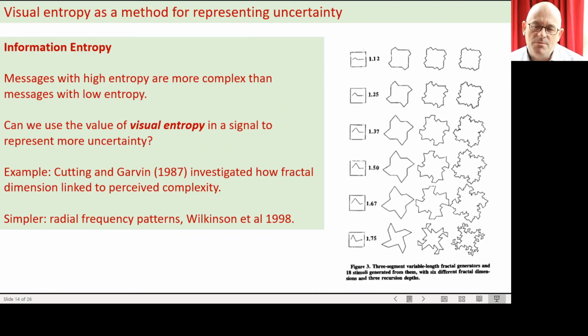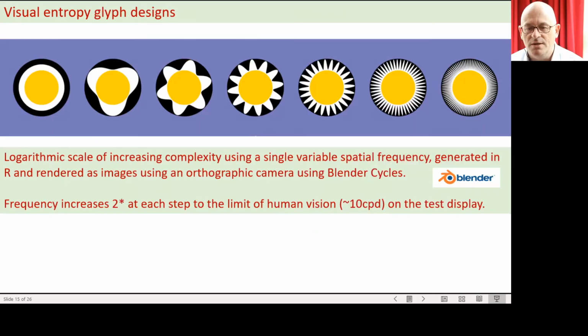And in some senses, this might be seen as a natural link, in that the more complex and broken a shape is, the more uncertainty it may be representing. But that was the beginnings of the idea. There's a similar sort of argument around radial frequency patterns, which Wilkinson and his group at the University of Western Australia worked on in the late 90s, and up until today, in fact. So we came up with a set of glyph designs around shape complexity, of increasing information entropy, increasing complexity as you go from left to right.